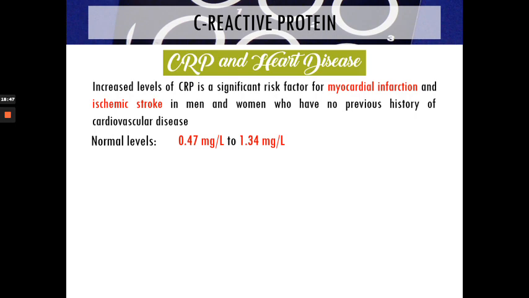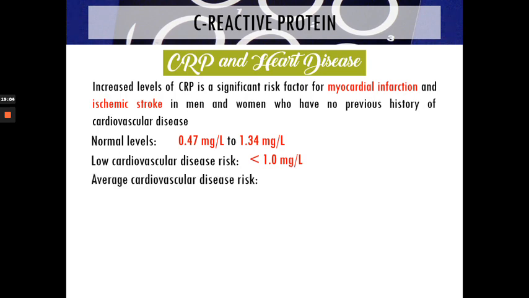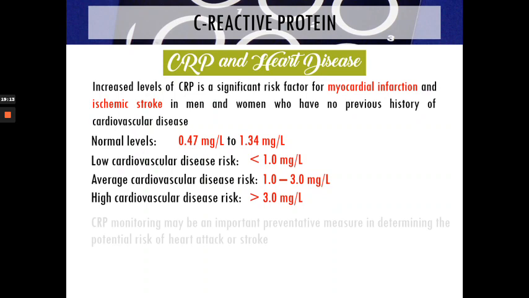And according to the CDC, Centers for Disease Control and Prevention, established ang parang criteria for the risk for cardiovascular disease based on CRP levels. So low cardiovascular disease risk if your CRP level is less than 1 mg per L, average risk if 1 to 3 mg per L, and of course high cardiovascular disease risk if it's greater than 3 mg per L. All right.